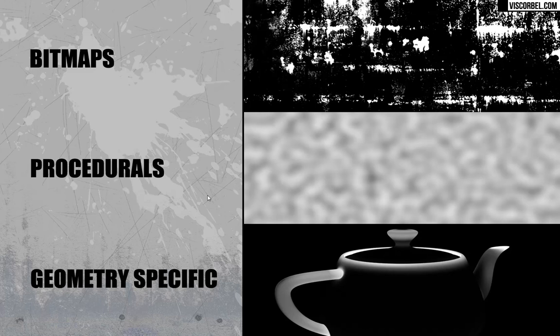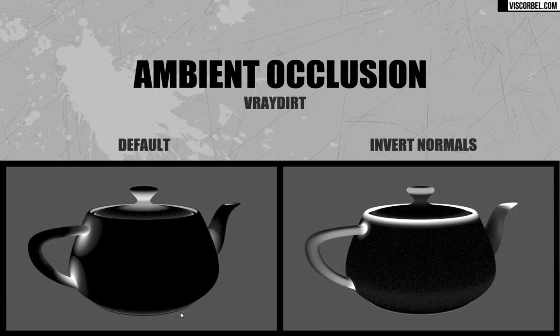Okay, and next you have the geometry specific masks. And these masks are generated from the 3D model of your object in 3D Max or V-Ray when the rendering is happening. So these are pretty useful. So let's look at some examples of geometry specific masks.